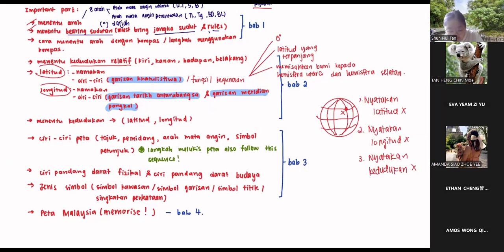Then what's the difference? Latitude only talks about the horizontal lines. If they tell you longitude, it means you look at the vertical lines. If they ask you kedudukan, it means the combination. They want you to tell the latitude and longitude. That's the difference.